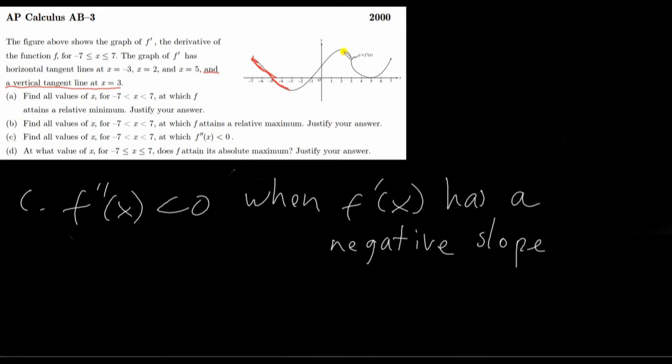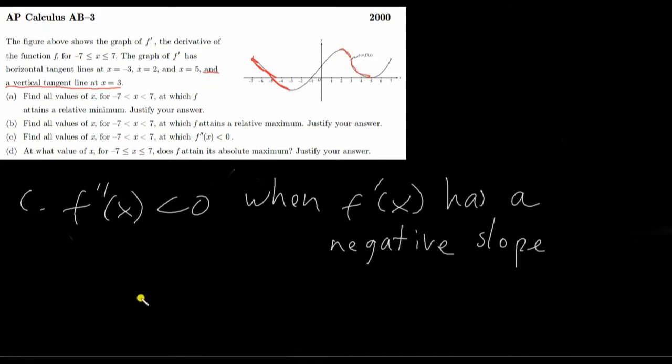But everywhere around x equals 3, from 2 up till just under 3, and then from just over 3 to 5, it's decreasing there.